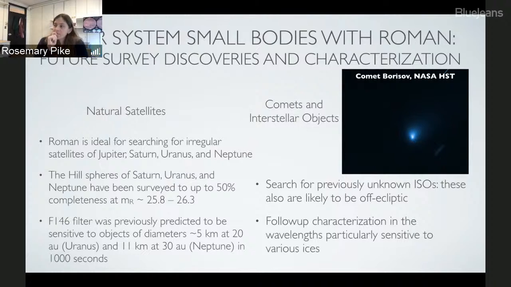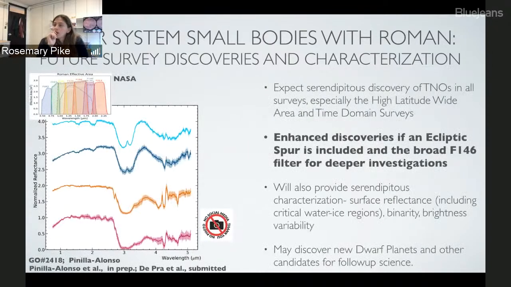irregular satellites. We also may discover a lot of comets and interstellar objects, finding possible interstellar objects as they pass through the field of view. That one is pretty straightforward. And then finding these quickly so that we can do follow-up characterization would be hugely impactful science. And my own personal favorite thing is the serendipitous discovery of TNOs, particularly in these wide field surveys.